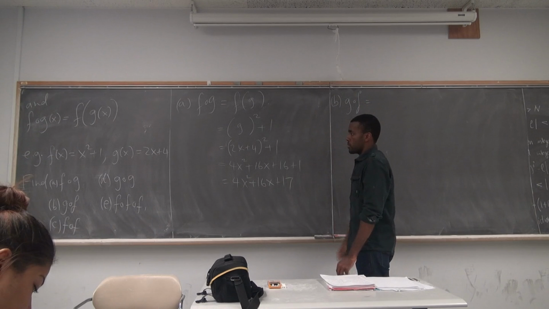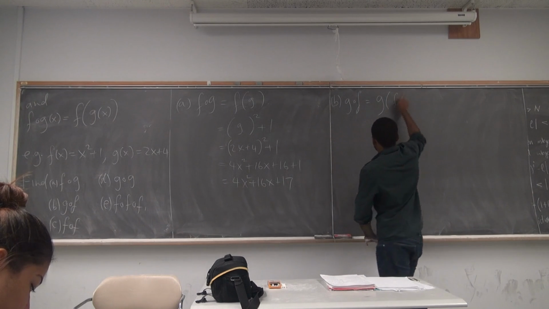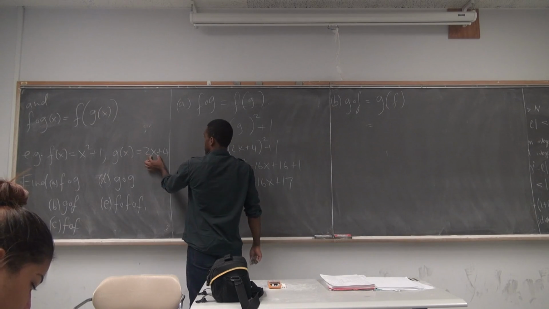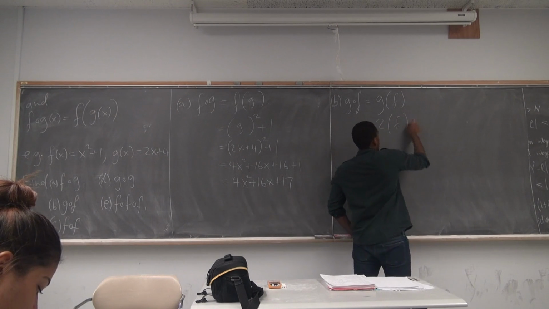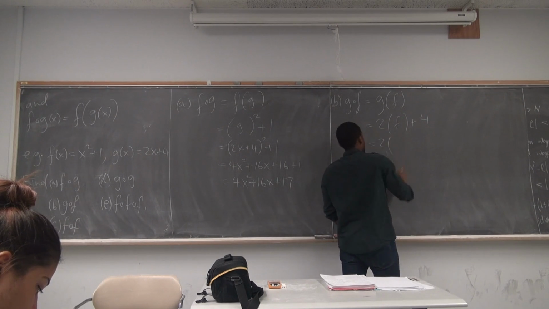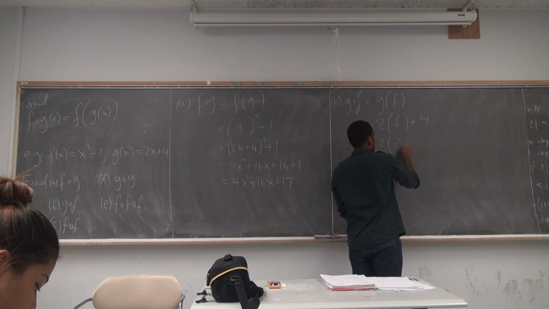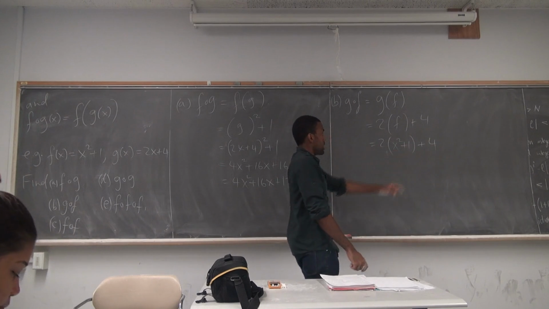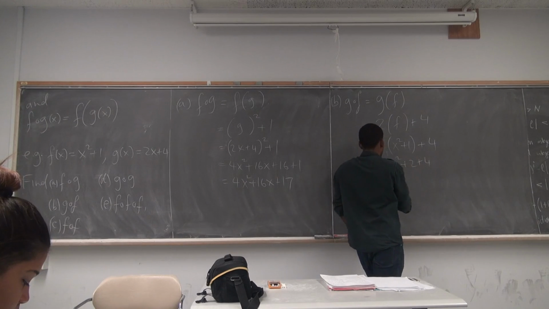What about g of f? This way, you plug f into g. Now g is the function that says you're going to take 2 times the input plus 4. So I need 2 times the input plus 4. The input in this case is x squared plus 1. So I'm going to multiply that by 2 and then add 4. So this is 2x squared plus 2 plus 4. 2x squared plus 6.